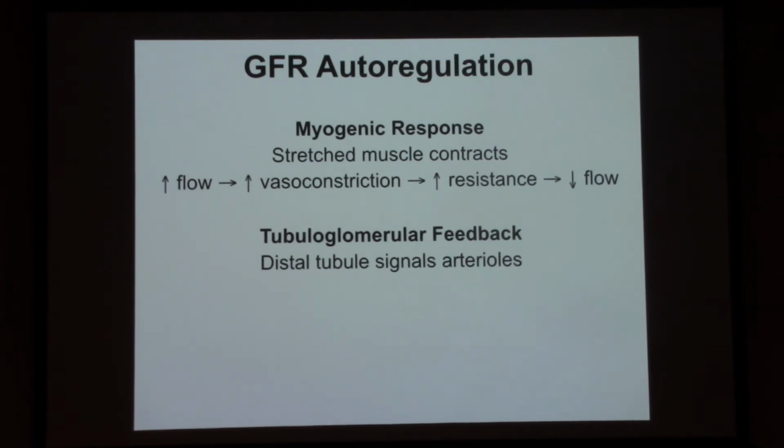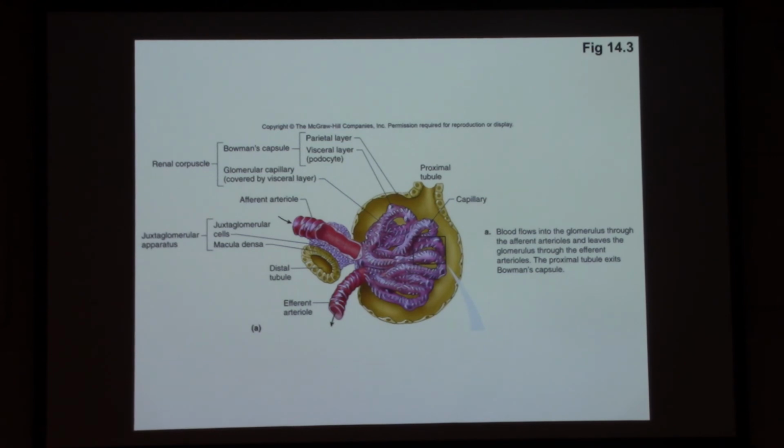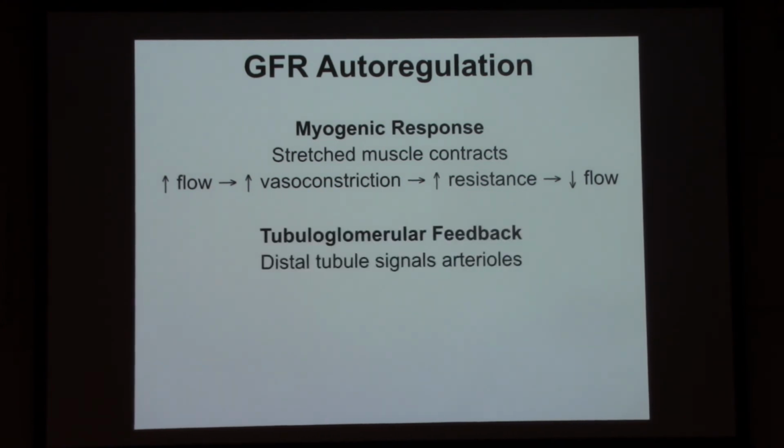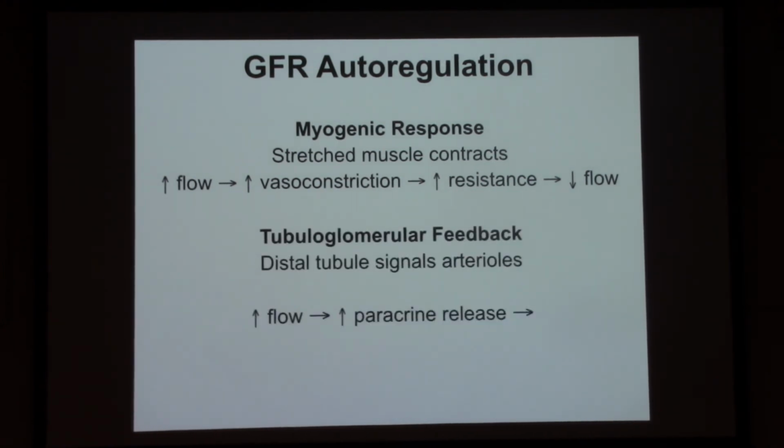Anyone else? All right. So here's the juxtaglomerular apparatus. We've got that distal convoluted tubule that's right between those two arterioles. And so we're going to get some feedback in here. What happens in the distal tubule is going to then influence that afferent arteriole. Let's see how that works. If you increase flow, let's say GFR goes up, you've got more flow through the tubule. That means you're going to have an increase in flow through the distal convoluted tubule.